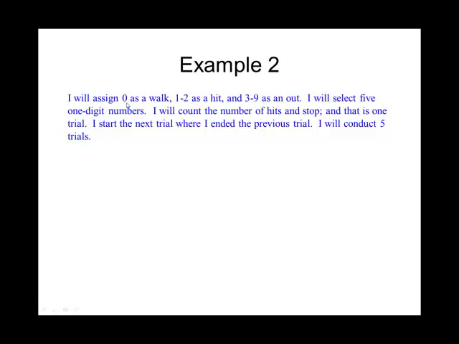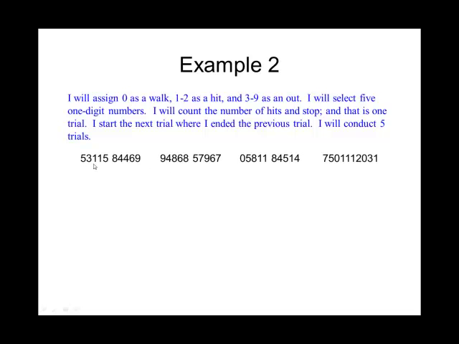So I decided I'm going to assign 0 as a walk, 1 and 2 as a hit. I didn't have to pick those numbers. I could have picked 3 as a walk, 5 and 6 as a hit, and all the other numbers as outs. But I wanted to make it simple.